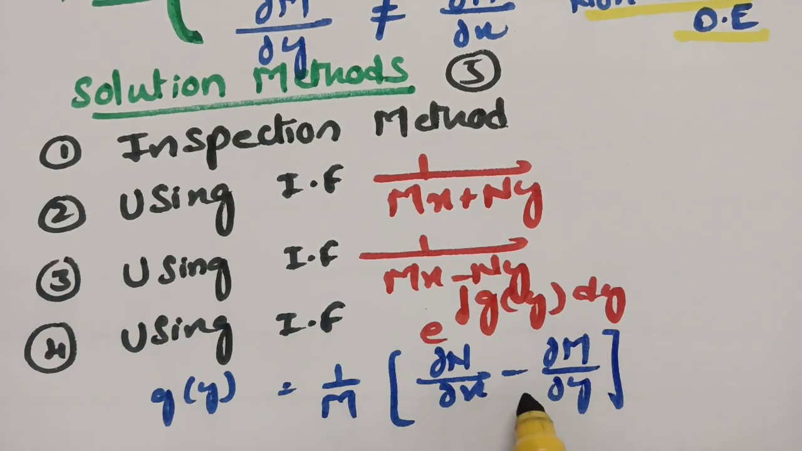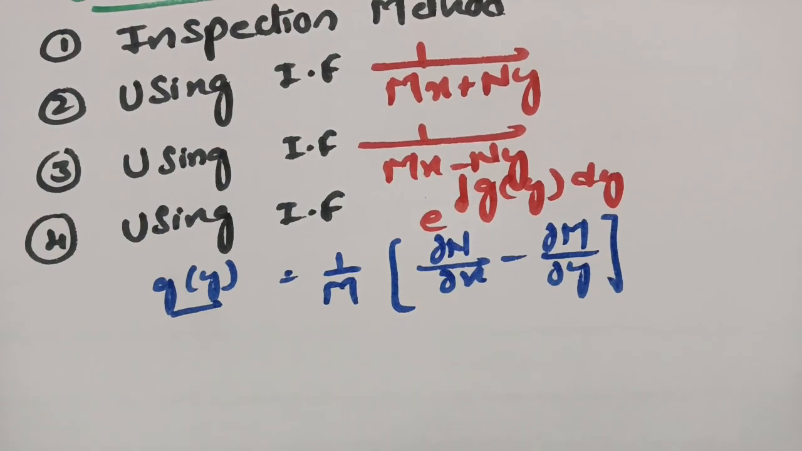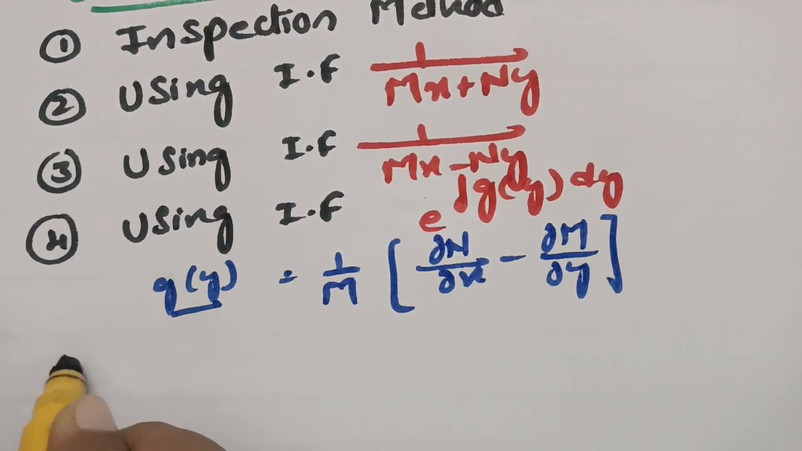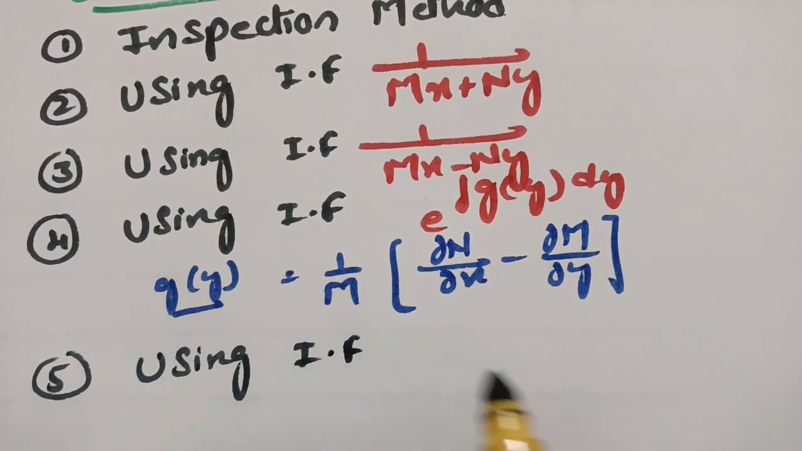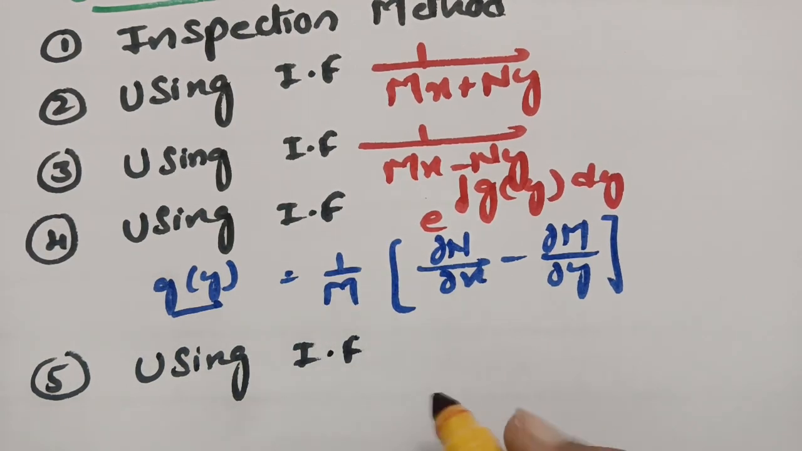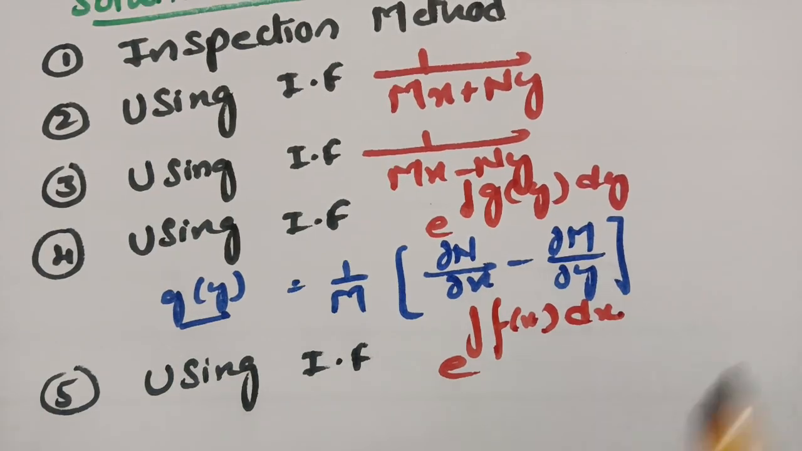So if you calculate this one, we'll be getting g of y, and the integrating factor will be e to the power of integral g of y dy. And the fifth method is using the integrating factor. See here, the fifth method is using the integrating factor. Which integrating factor? That is e power integral f of x dx.